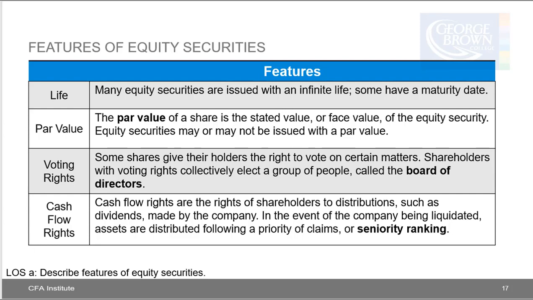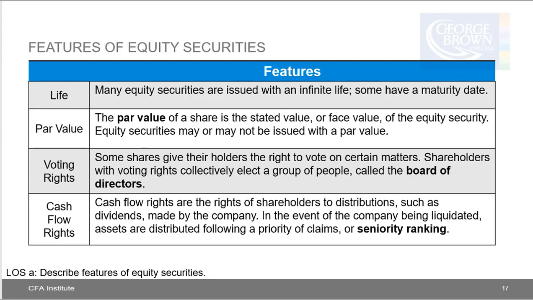Par value. The par value of the share is the stated value or face value of the equity security. Equity securities may or may not be issued with a par value, so that's something to understand. In terms of voting rights, some shares give their holders the right to vote on certain matters. Shareholders with voting rights collectively elect a group of people called the board of directors. And another feature of equity securities is cash flow rights. Cash flow rights are the rights of shareholders to distributions such as dividends made by the company.